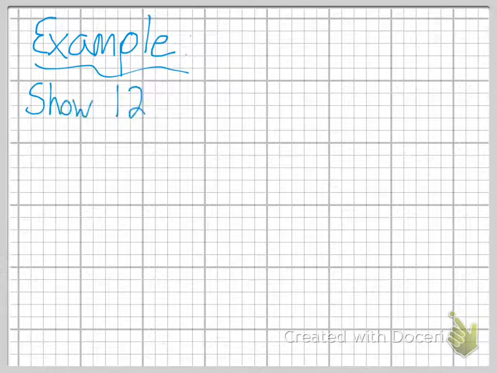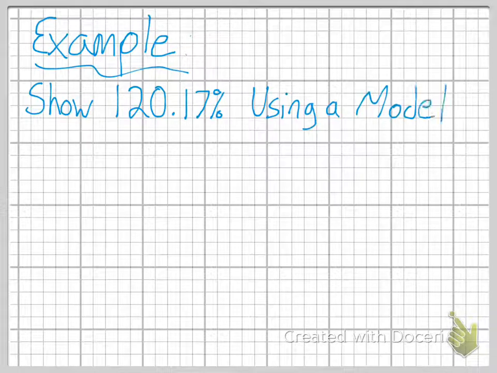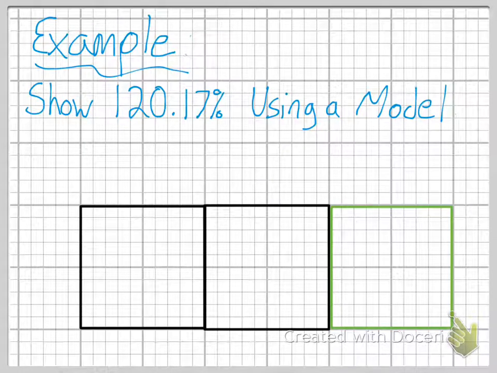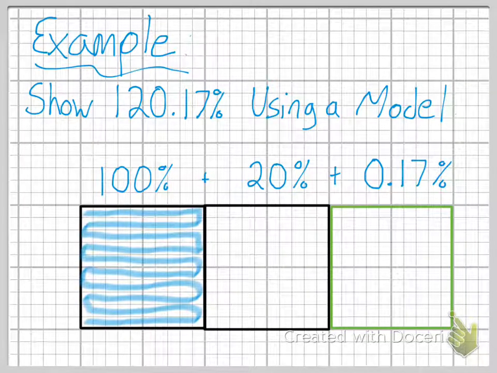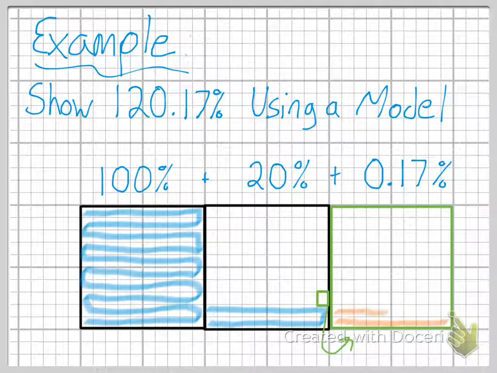Let's look at an example that's reading or showing a model combining all three that we've looked at. So if I divided this up into 3 sections, I need 100%, I need 20%, and a model to show 0.17%. The 100% is pretty easy. I need to fill in 100 squares. I need 2 groups of 10 for my 20%. And in my hundredths chart, I need to isolate 1 square and show 17 total squares. Adding all those up would give me my total.